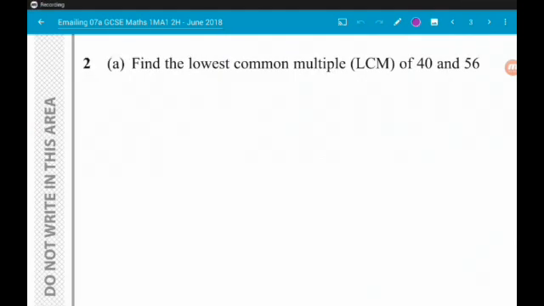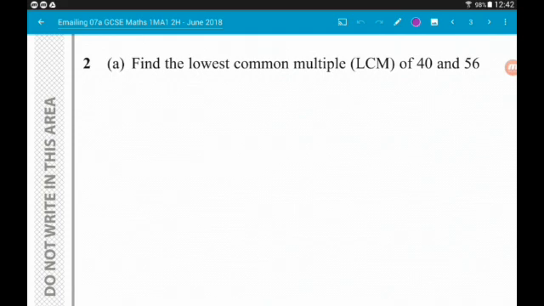2a wants us to find the lowest common multiple of 40 and 56. So the lowest common multiple means the smallest number that 40 and 56 both go into. So we could write each number as the product of prime factors, use a Venn diagram, find the lowest common multiple that way. If you want to see how to do that, I'll put a link to my prime numbers playlist down below in which that is covered.